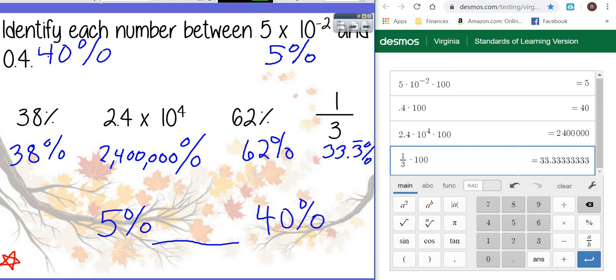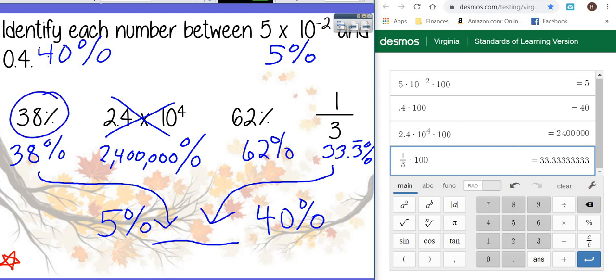And we have to ask ourselves, which of these is between the 5% and the 40%? Well, 38% is between the 5 and the 40. The 2 million is certainly not. The 62% is too big, but the 33.3% is also between those two numbers. So this question actually had 2 answers.